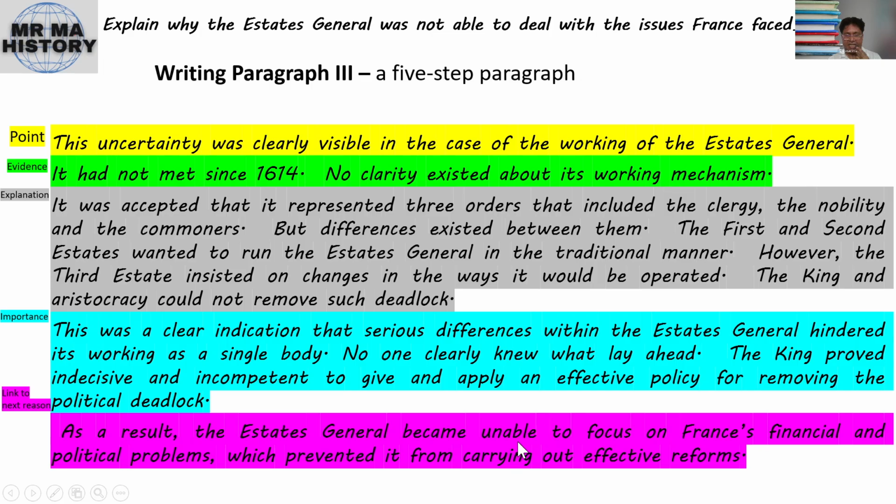This is linking up this reason with the next paragraph, and at the same time this is also a point that shows the importance of this reason. And thirdly, at the same time, this is also slightly giving a hint of the next reason. So what hint is there? The Estates General became unable to focus, which prevented it from carrying out effective reform. So the Estates General was no longer an effective body. So this is the new reason that is opened up.